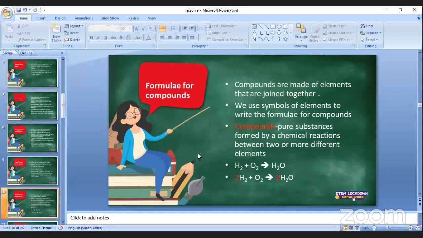Are we clear, grade 9s? Are we clear? I'm sure those of you who were asking how we balance the equations are seeing the light now.